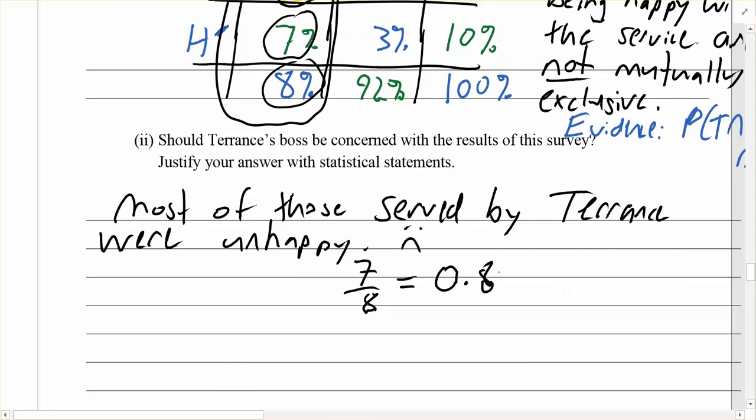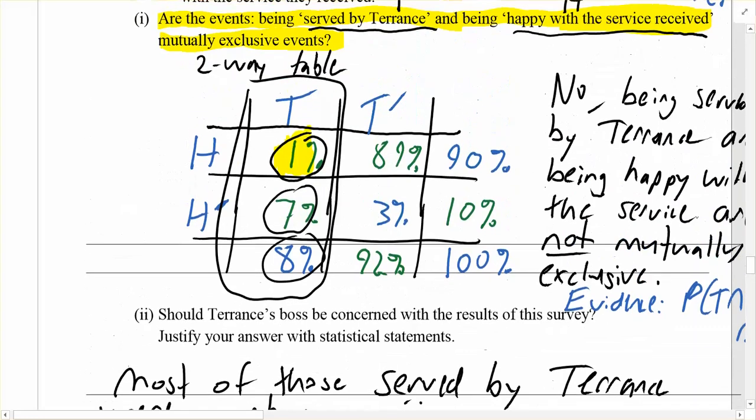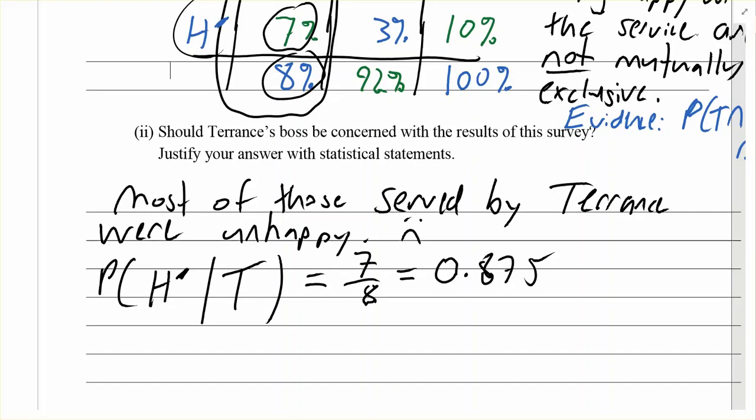So how do we write that using notation? Because we need to be doing that. We need to be getting comfortable with that. Well, P for probability, the probability that given person was served by Terence, they were unhappy. H dash means not happy, remember? So that's the 7 out of 8. Okay, now we need to compare that with those who were not served by Terence to see if he's actually doing a worse job than the others.